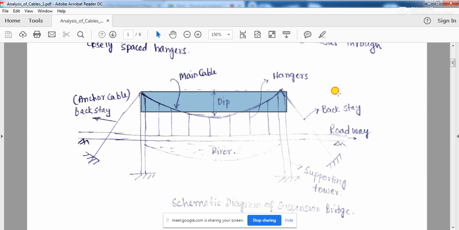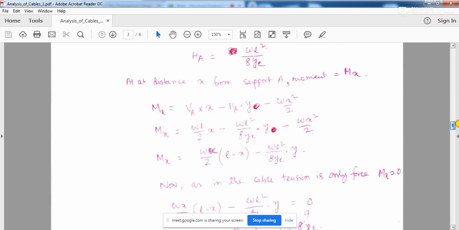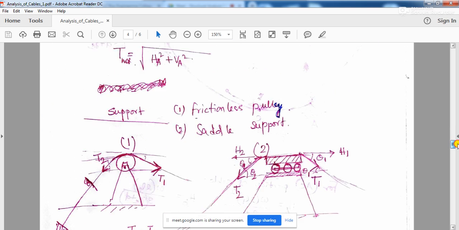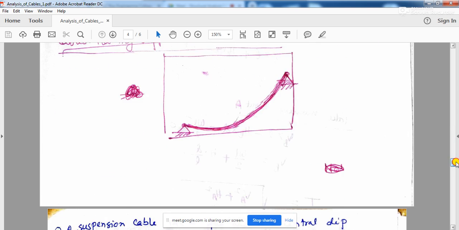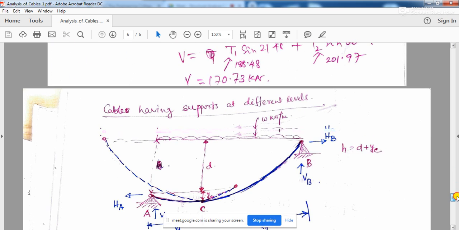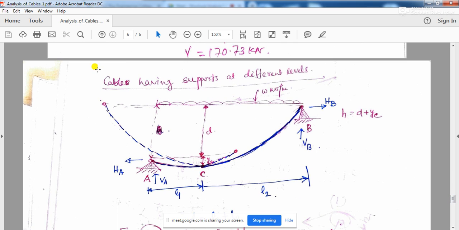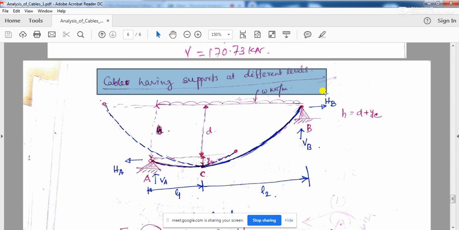Okay, but there may be cases where the supports of the cables may not be at the same level, and for that the analysis process will remain almost exactly the same, but there will be a little bit of change in some equations. So I will not get into those details today. In the next class after Diwali we will be discussing this: cable having supports at different levels.